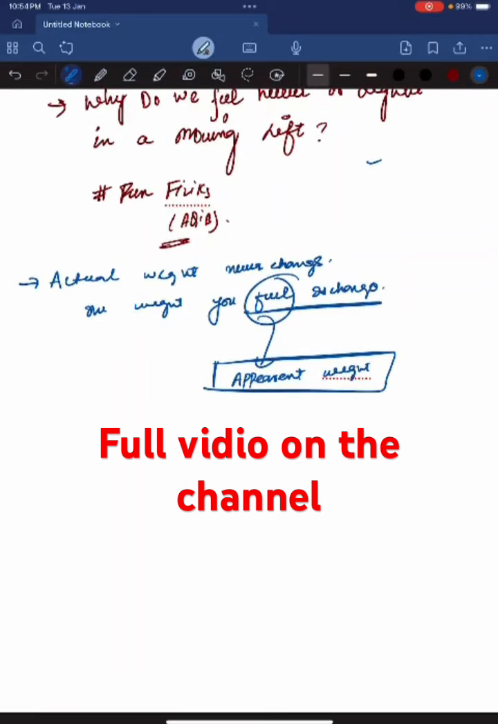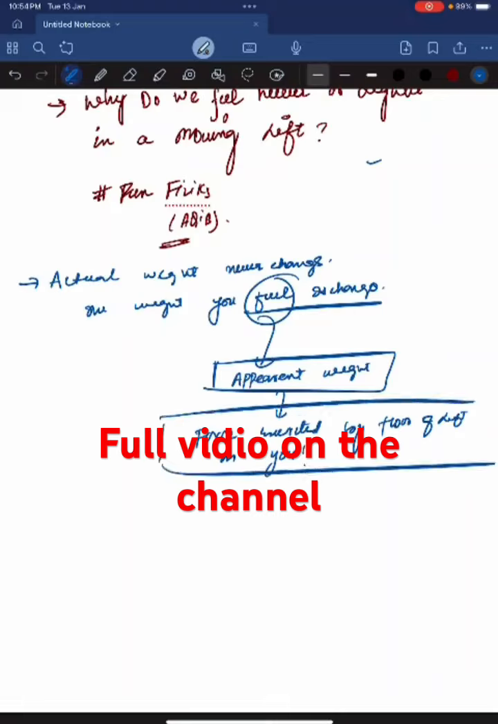This apparent weight is actually the force exerted on you by the floor of the lift in this scenario. In physics, this force exerted by the floor on you is called the normal reaction, which is represented by N. So everything revolves around this normal reaction.